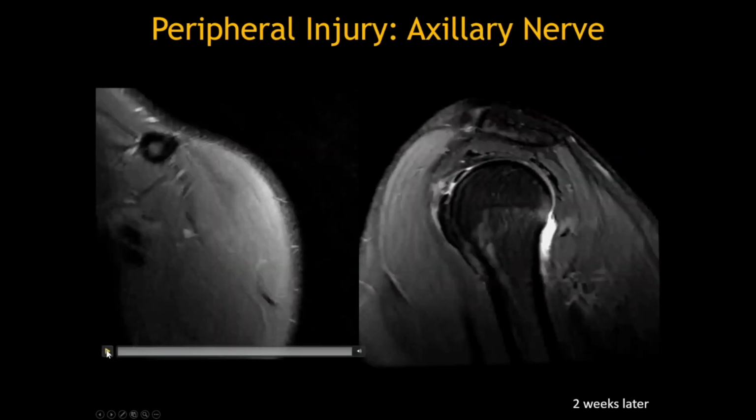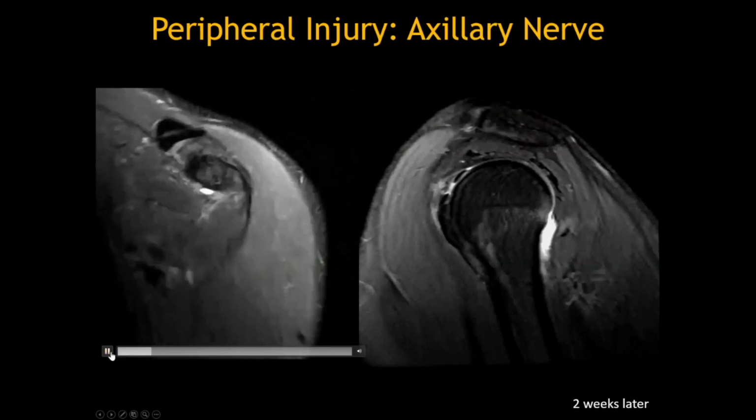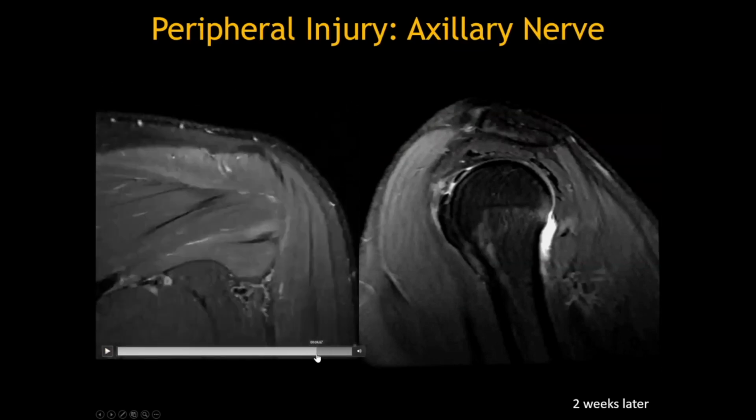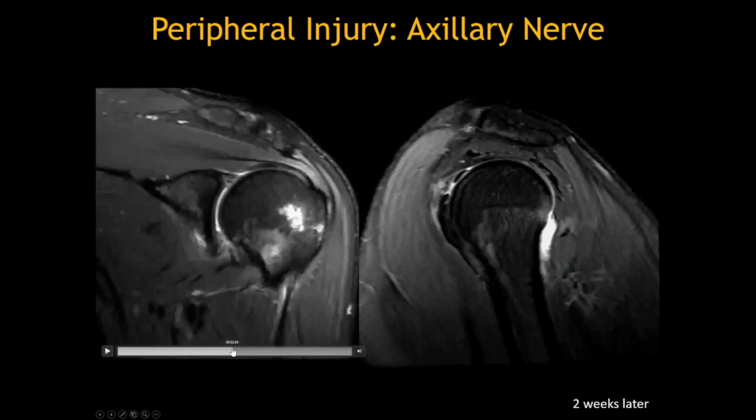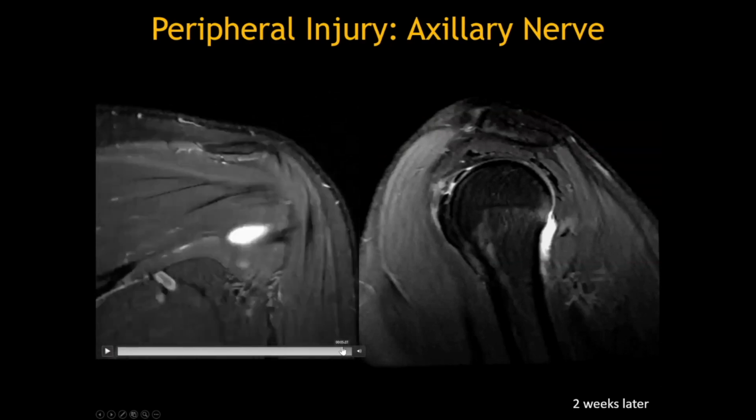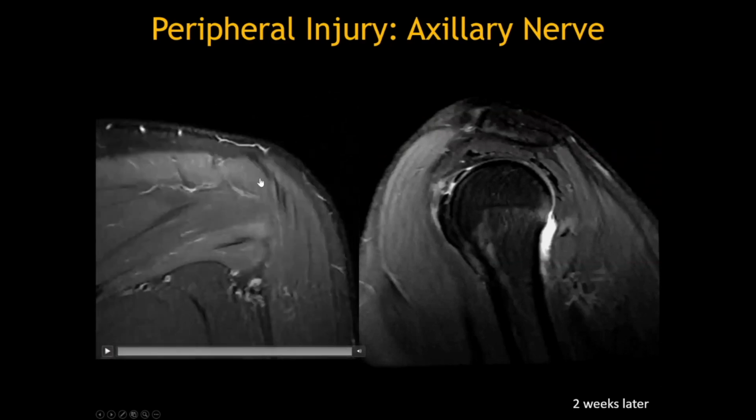So here's the corresponding image stacks in this patient, the coronal fluid sensitive sequence. We can see the telltale signs of the glenohumeral dislocation with the Hill-Sachs lesion and the associated tearing of the anterior-inferior labral ligamentous complex. You can also see the accompanying denervation edema of the deltoid and the teres minor.